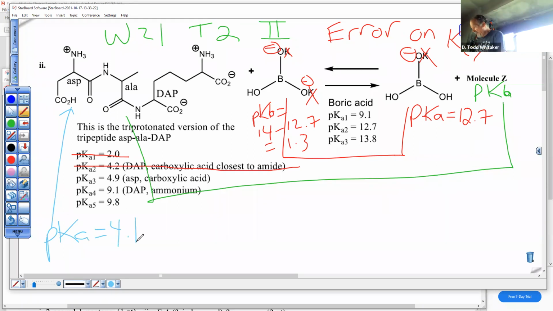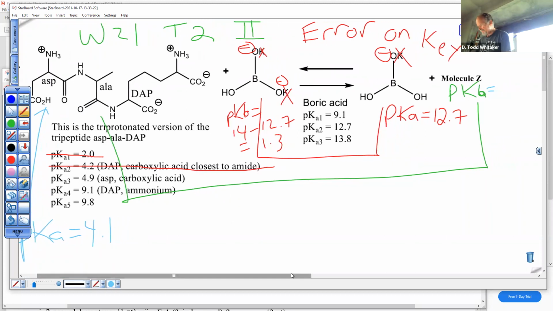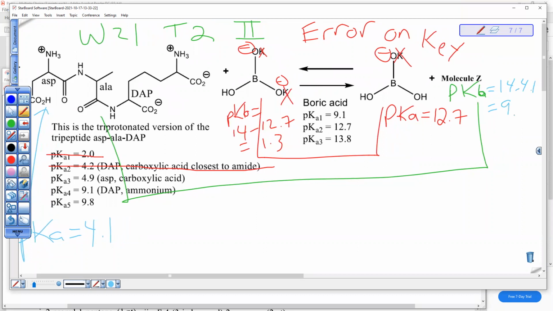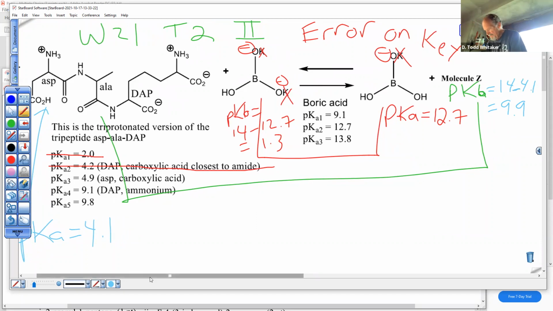And over here, the pKa is 14 minus 4.1. It's a hair under 10. 14 minus 4 is 10. 14 minus 4.1, 9.9. Okay, that is a pretty bad looking minus sign. All right. Isn't it 4.9 instead of 4.1? If I could read, I see it's 4.9 and I apparently can't read.